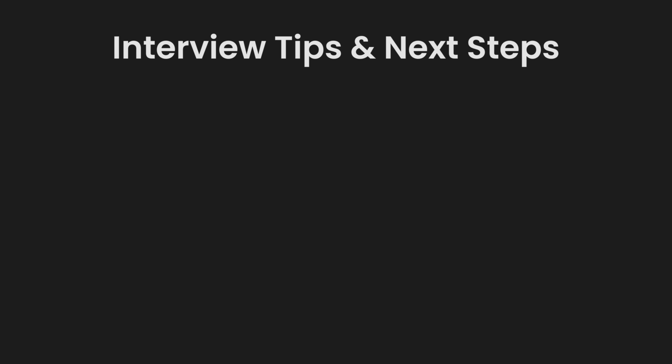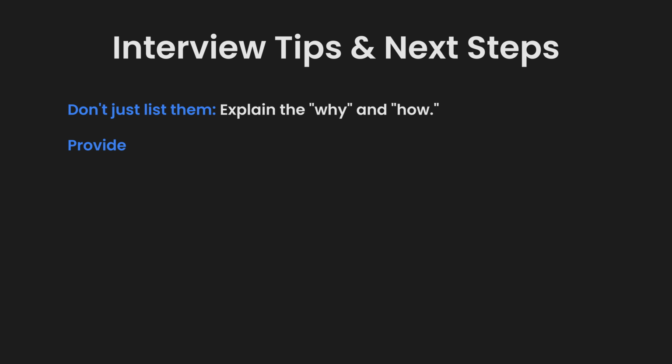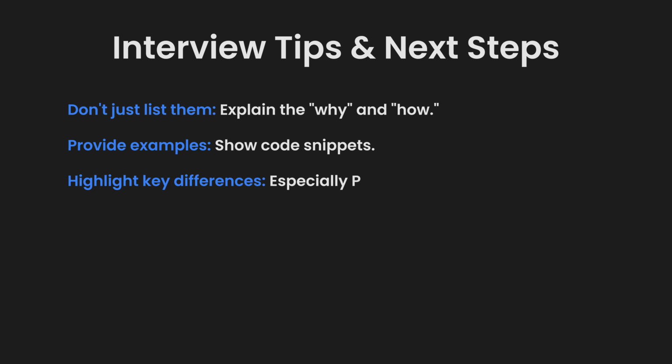As we conclude our guide on JavaScript data types, here are some interview tips and next steps to help you succeed. First, when discussing data types, don't just list them. Instead, explain the why and how behind each type. Second, provide examples by showing concise code snippets. This demonstrates practical application. Third, highlight key differences, especially between primitives versus objects, and their behavior regarding mutability and passing.